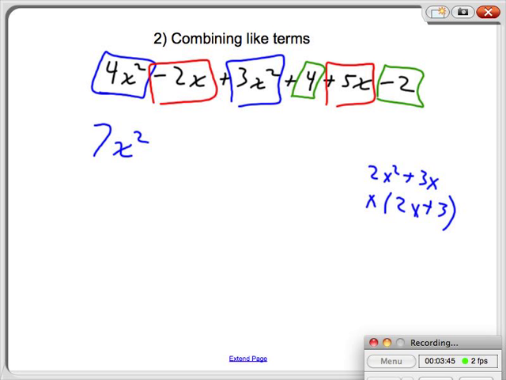Minus 2 oranges plus 5 oranges. In other words, take 2 oranges away from 5 oranges, and I will get plus 3 oranges, aka x's. And obviously the numbers are pretty simple. 4 minus 2 is 2. So that's just a quick example of combining like terms.